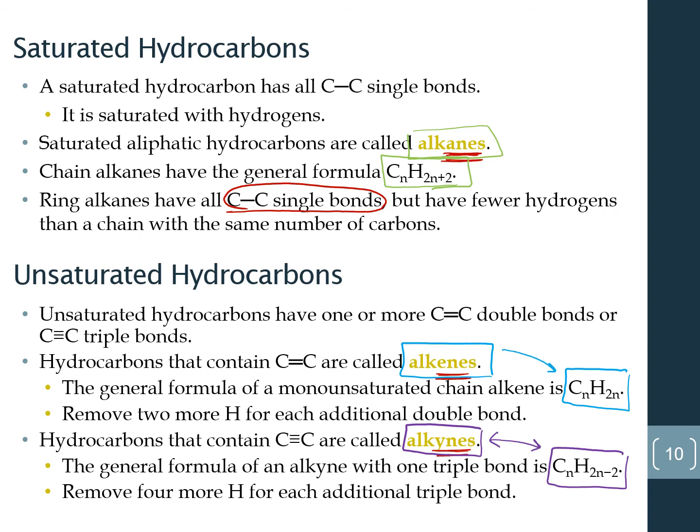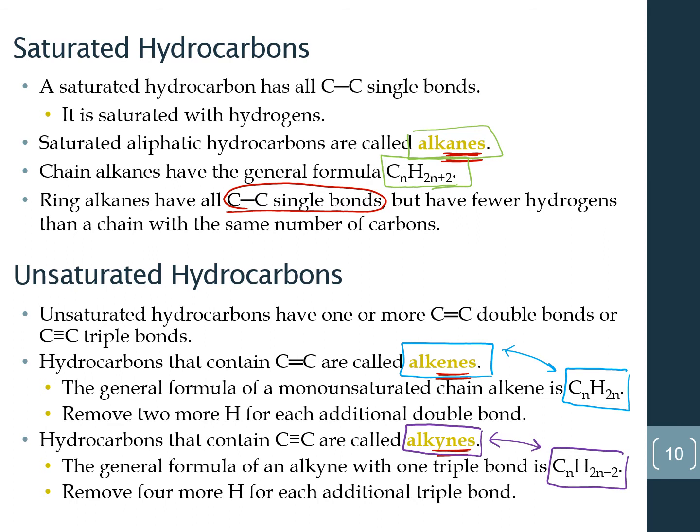What the formula represents, look, starting with alkanes, CnH2n+2. That n is a numerical value. It's telling you how many carbons you have. If you know how many carbons you have, and you know that it's an alkane, single bonds, you can calculate how many hydrogens you will have in total depending on the number of carbons that you have. And I will give you an example for each one. But that n is telling you how many carbons.